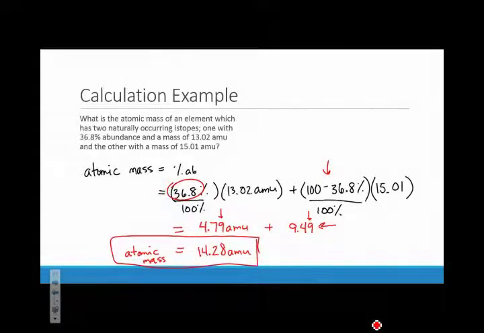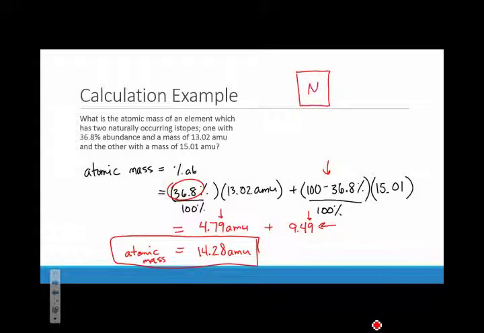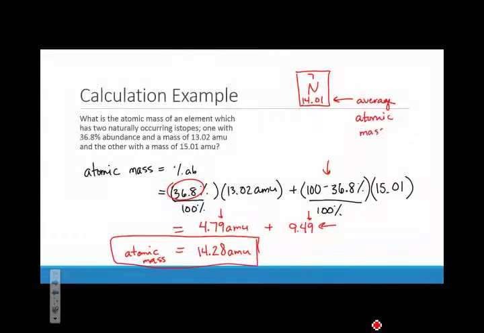That 14.28 also suggests something. If we, for instance, were to look at the periodic table and take, say, for example, nitrogen. Nitrogen's a great example for this. It has 7 protons and an average atomic mass of 14.01. Hey, look, there's my average atomic mass down there in the bottom.